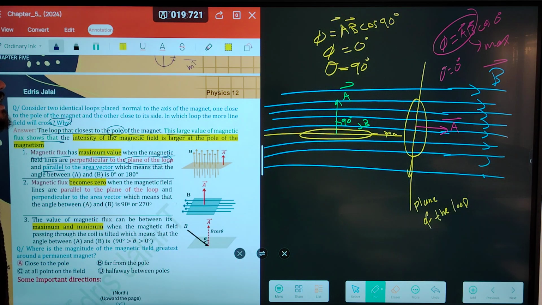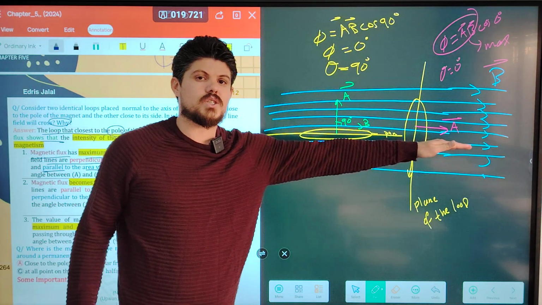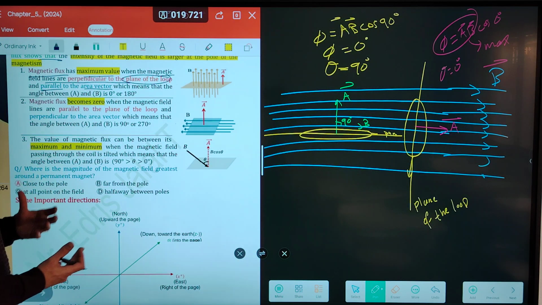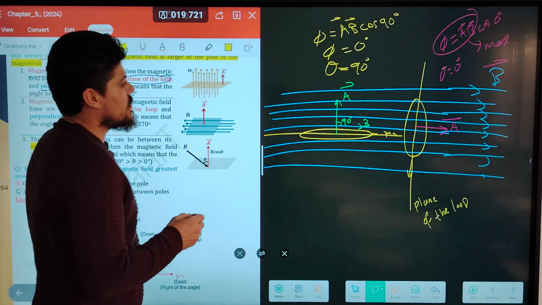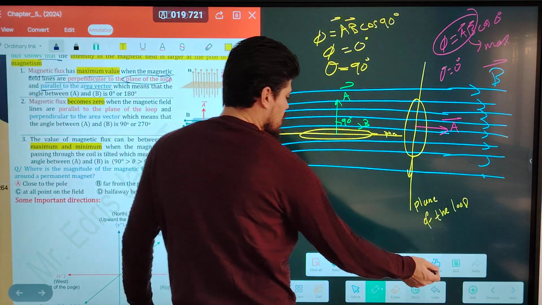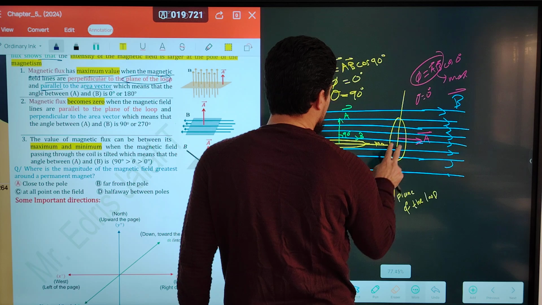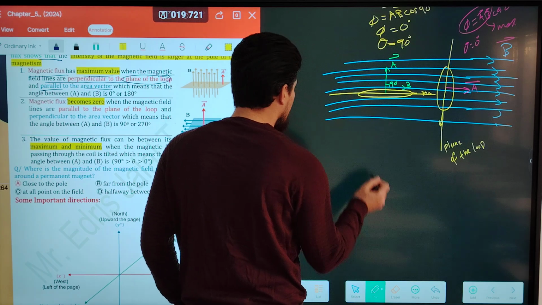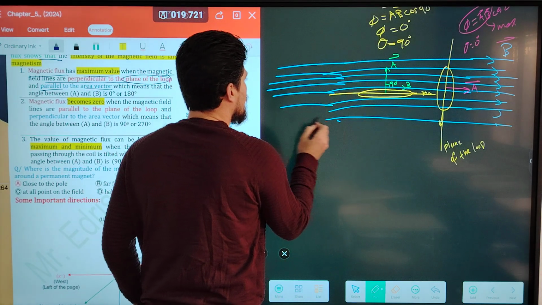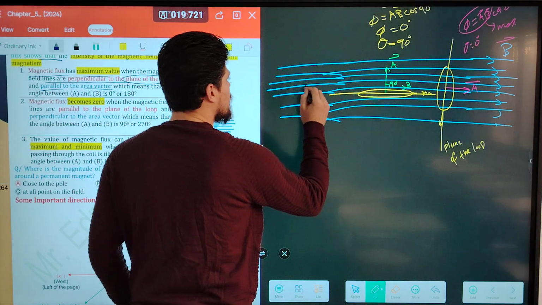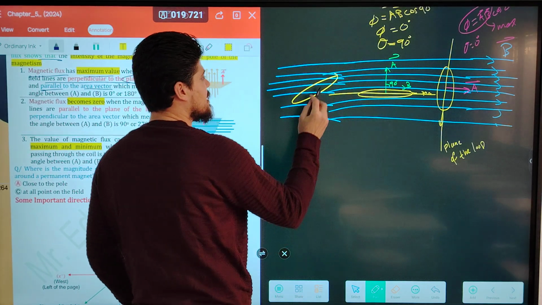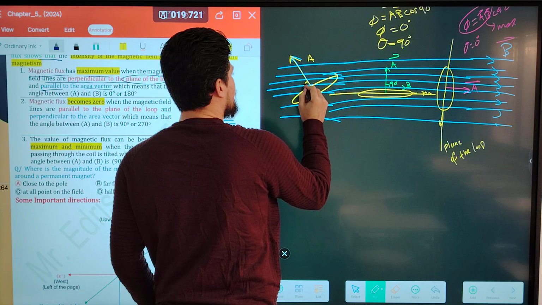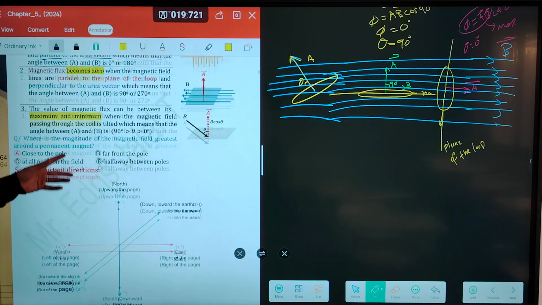When does magnetic flux have 0 value? When the plane of the loop is parallel to the direction of the field, or its area vector is perpendicular to the direction of the magnetic field. So when is it between maximum and minimum value? When the plane of the loop is at a tilted angle, not perpendicular and not parallel. Then the area vector with the magnetic field is neither perpendicular nor parallel, giving a value between maximum and minimum.